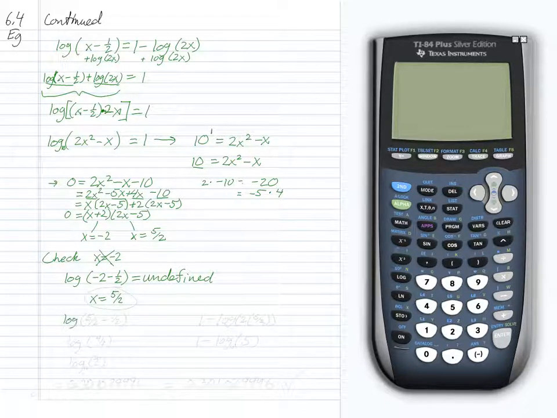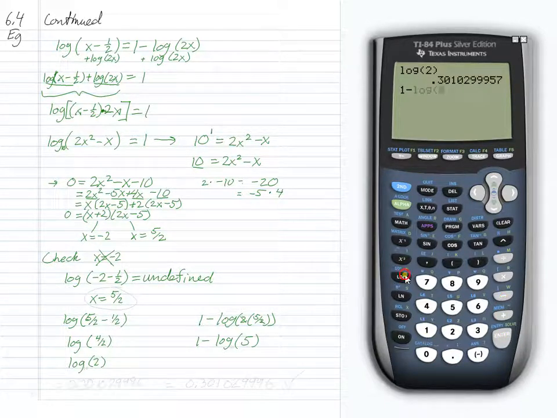So log of 5/2 minus 1/2, is that equal to 1 minus log of 2 times 5/2? Well, if I simplify the left-hand side, I have log of 4/2, which is log of 2. And on the right-hand side, I have 1 minus log of 2 times 5/2. My 2's can cancel, and I'll be left with log of 5.